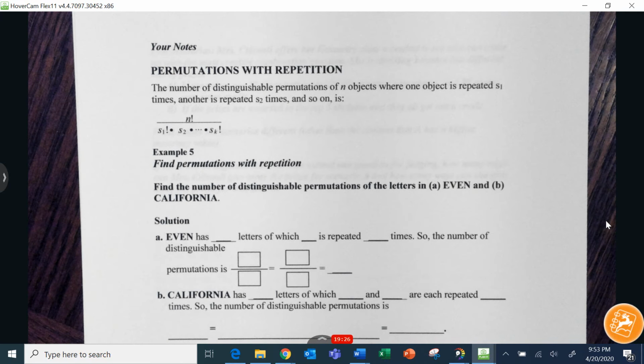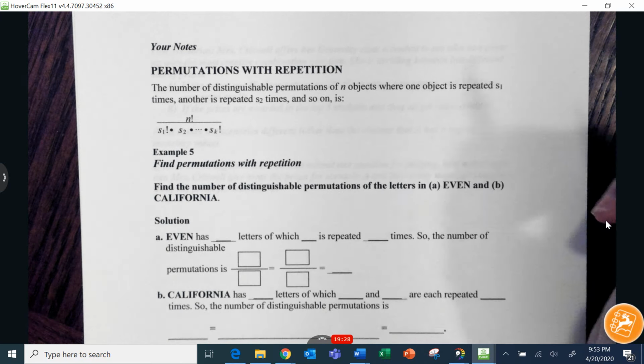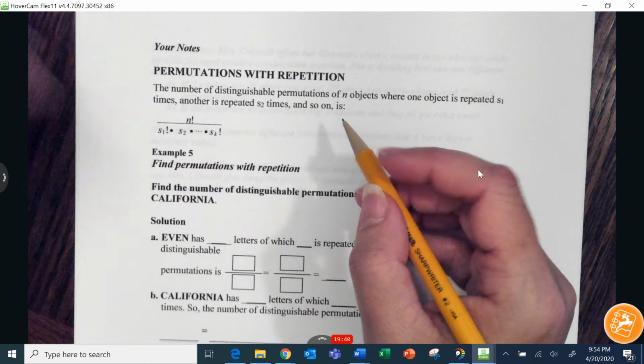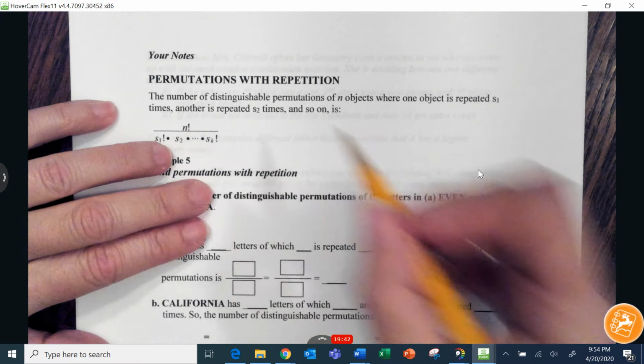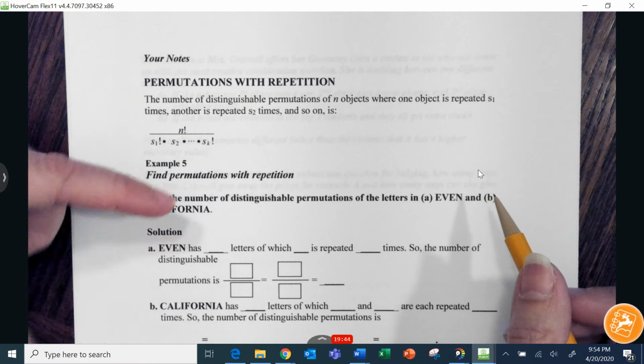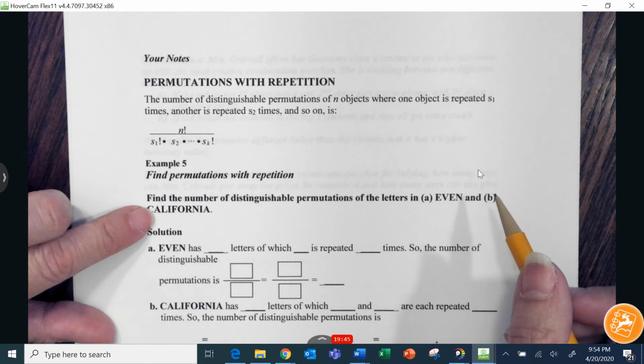Permutations with repetition. I've seen these kind of questions like on the ACT or in math contests here and there. To me, this is kind of confusing the way that it's written. It's basically saying that we only have these for letters in a word. We'll see when we read this in a second. Well, let's read this first.